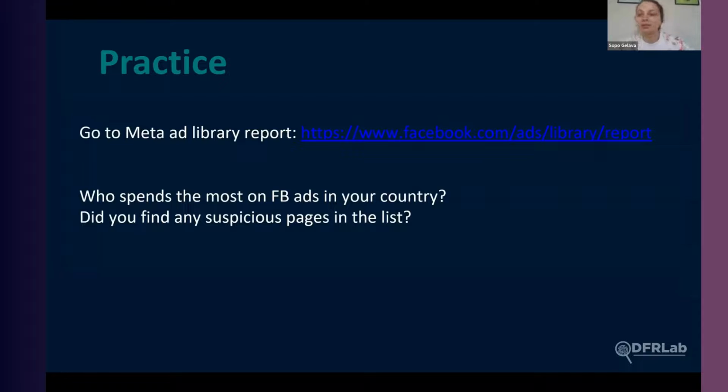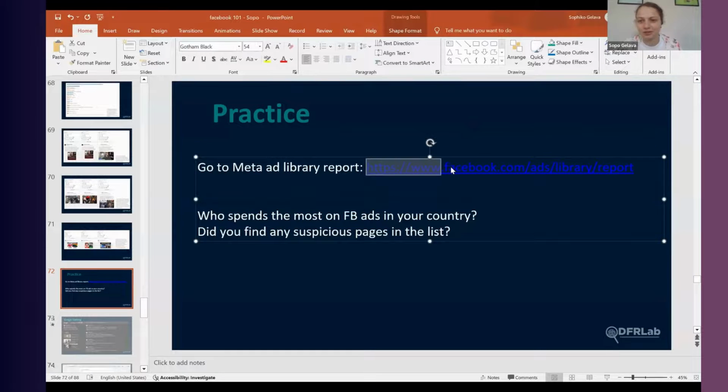So I'll send the link to the Meta Ad Library. Check your country or the country you're interested in, and identify at least one suspicious page from the list, if there is any. Maybe there are no suspicious pages and everything is transparent in your countries, but it's still very interesting to investigate. We have some corruption research initiatives, and they are tracking how much money is spent by different institutions on Facebook ads, and they base their research on disinformation.